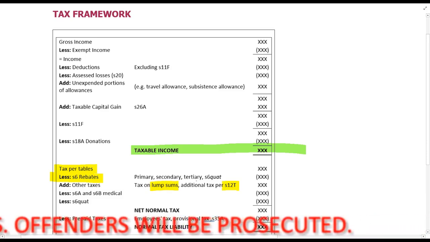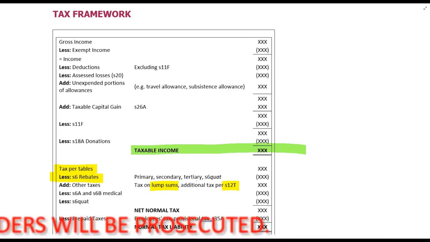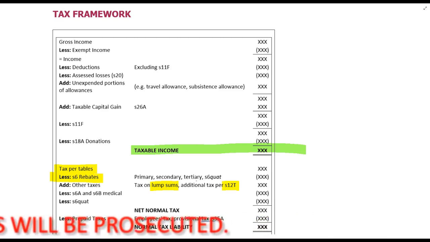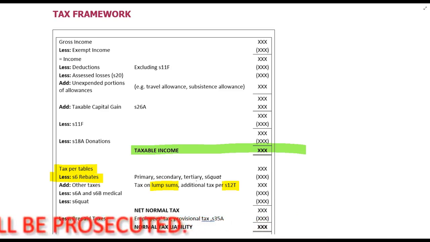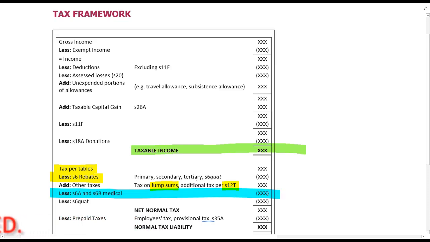Remember there are limits there. They say you can only contribute X amount. If you contribute more than that, 40% of that is taxable, or a percentage of that is taxable. Refer to those rules there, all of those other taxes. Then you deduct your section 6A and section 6B medical rebates. Important, guys, it must be after your tax on your lump sums.